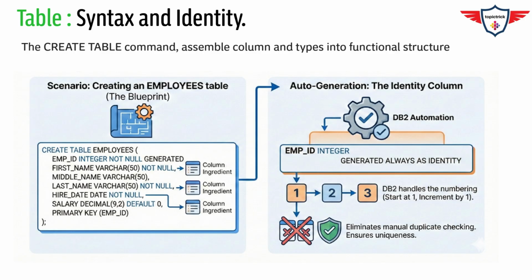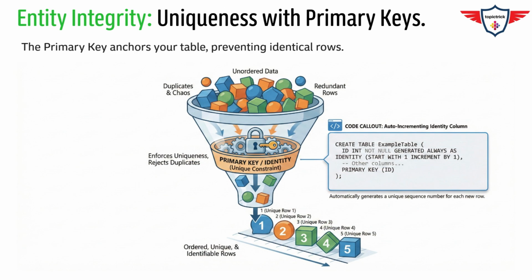But we're not done yet. We need to talk about constraints. A constraint is a rule you place on a column. The most common one is the primary key. The primary key uniquely identifies every row. In our example, EMP_ID is the best candidate. By adding primary key to that column definition, DB2 will ensure that no two employees ever have the same ID. It also builds an index automatically to make searching fast.